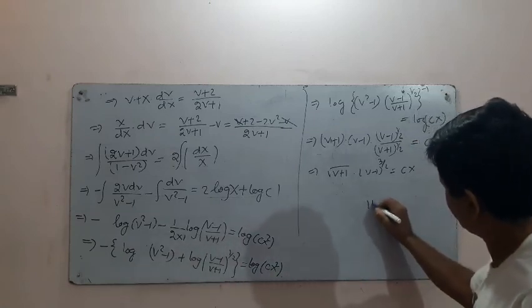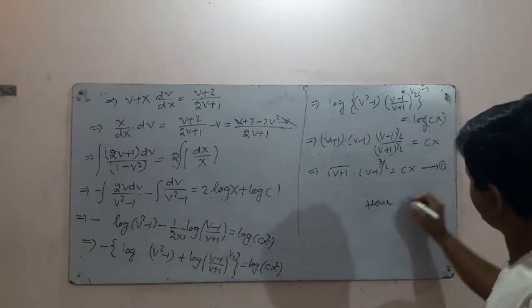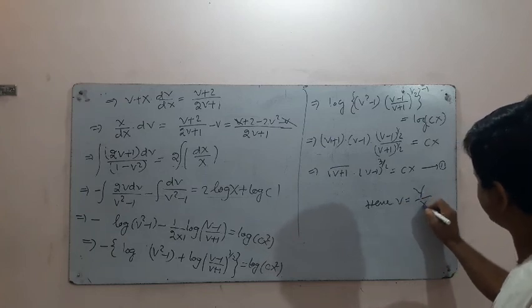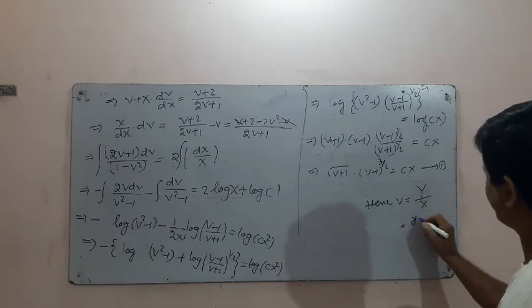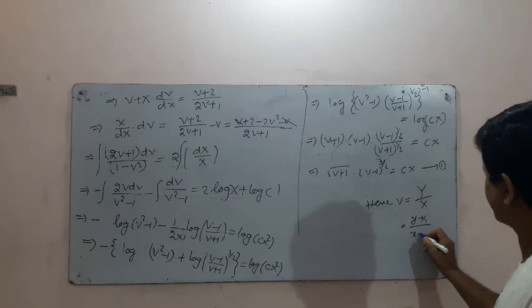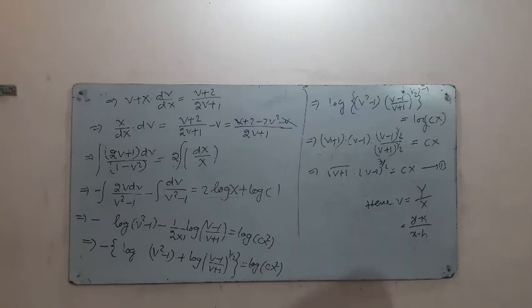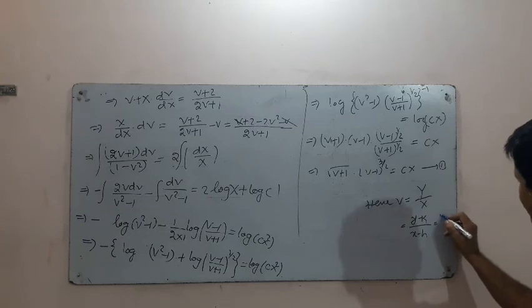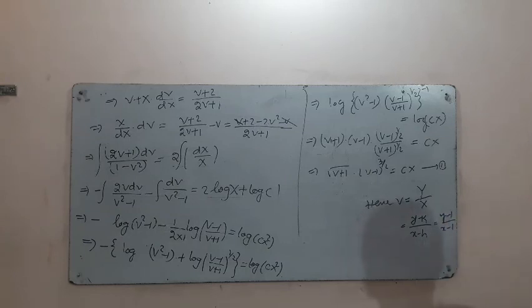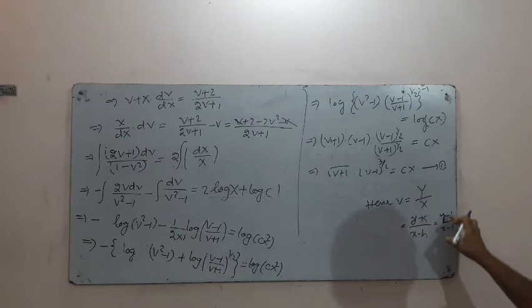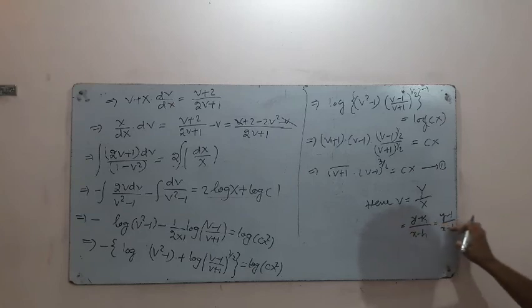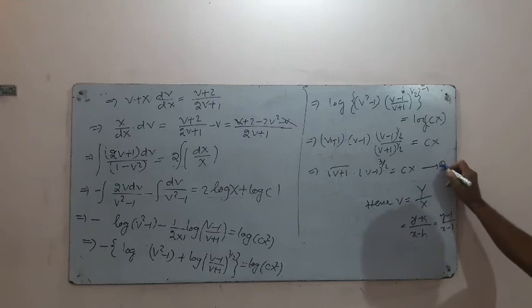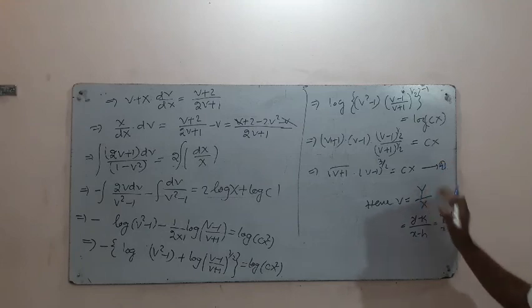v is what? Here you put the value of v as capital Y by capital X. What is capital Y? Small y minus k, and capital X is small x minus h. And you get the values of h and k as 1. So it will be (y minus 1) by (x minus 1). So in place of v, you write (y minus 1) by (x minus 1), and in place of capital X, you write x minus 1. Capital X will be replaced by x minus 1. Finally, you get the answer of the given equation.